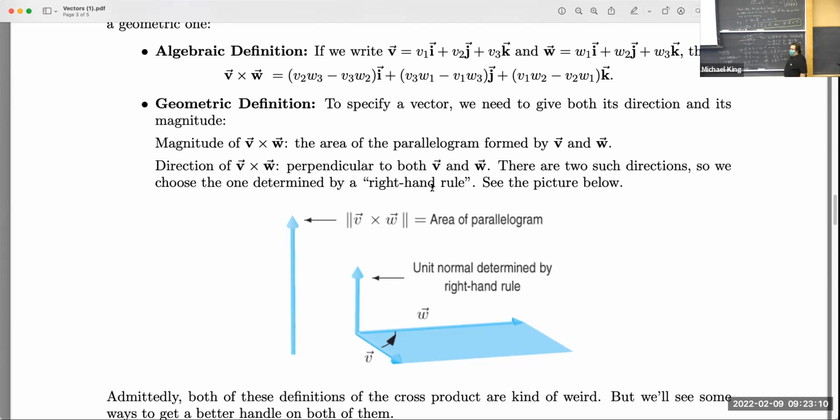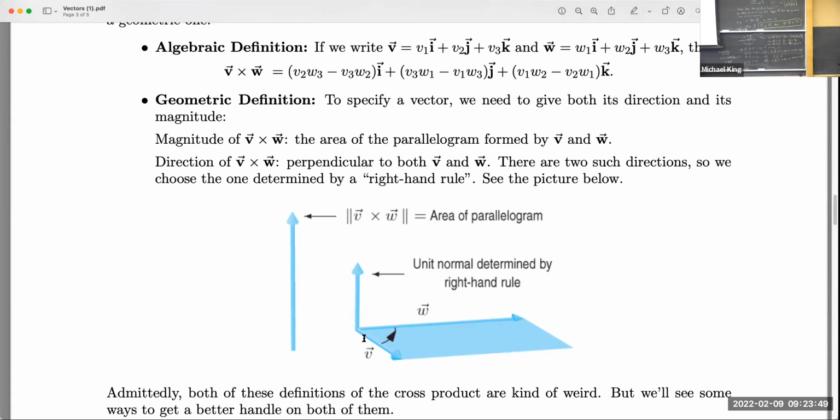So if V and W are sitting here in space, think about adding the two vectors, right? If you add V and W, you get to this corner. And so you can think of there being a parallelogram made by these two vectors. And it turns out, surprisingly, that this formula will give you a resulting vector whose length will be the area of this parallelogram. And the direction, I said perpendicular, and there's a right-hand rule.